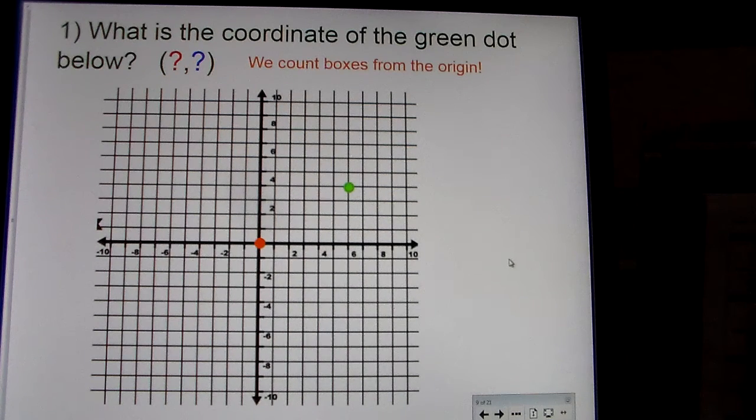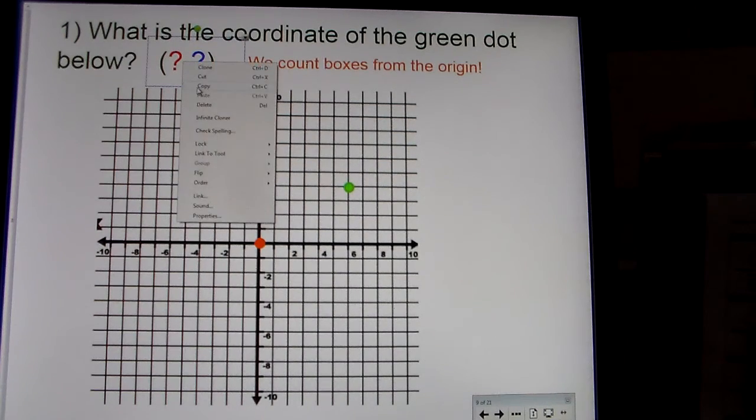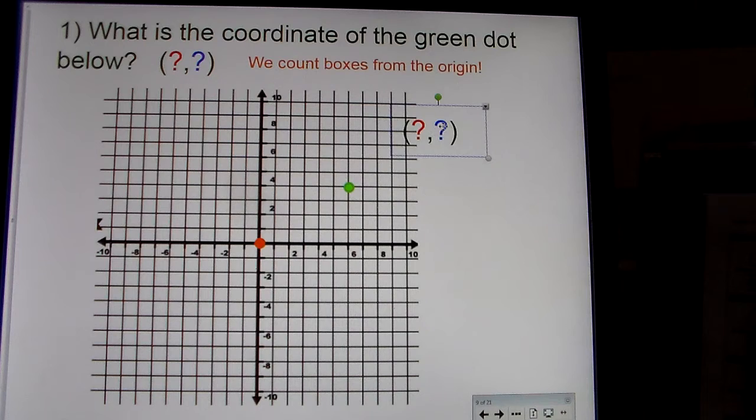Now next we have to identify coordinates. What is that coordinate? Well, we count from the origin, how many goes right. So 1, 2, 3, 4, 5, 6. It's 6 to the right, 4 up. So we have 6, 4 up. So our coordinate is 6, 4. Because it's 6 to the right from the origin and 4 up.